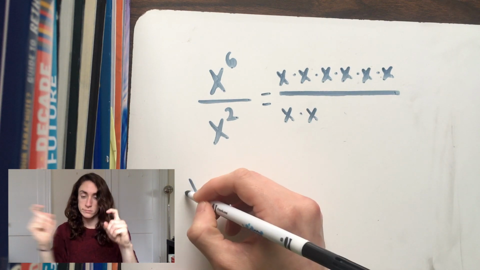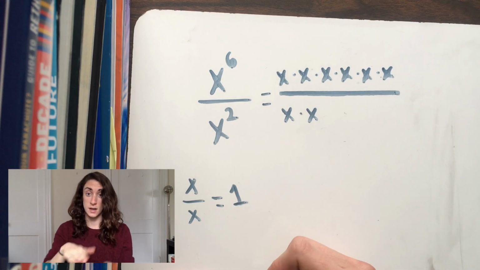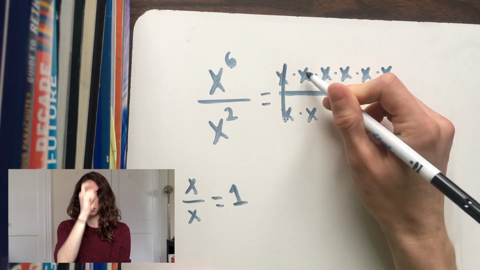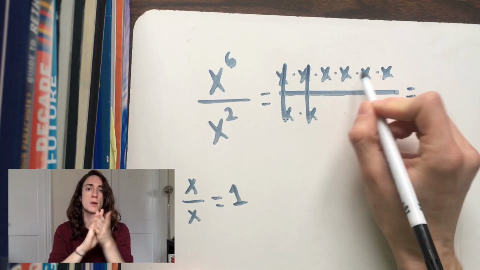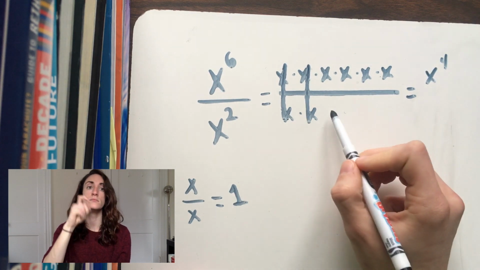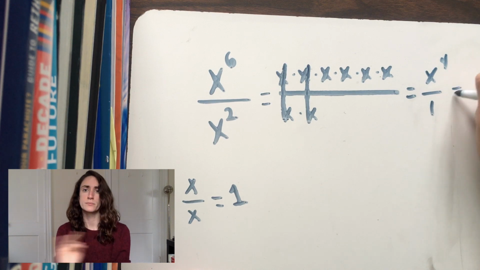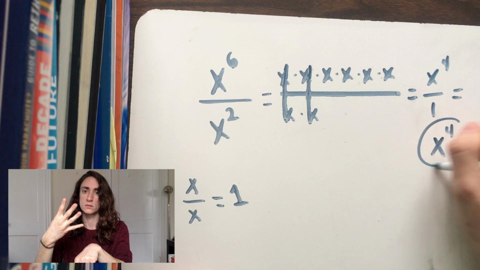Remember that x over x for any number is going to equal 1. So anytime you have an x in the numerator and an x in the denominator, you can sort of cancel those out. They're going to just become 1, and you don't need to mention them anymore. So when we do that to this problem, that leaves us with 4 x's in the numerator, which we can write as x to the 4th, and nothing, just a 1 in the denominator. When the denominator is just a 1, we don't really have to mention it. You can just write that as x to the 4th.